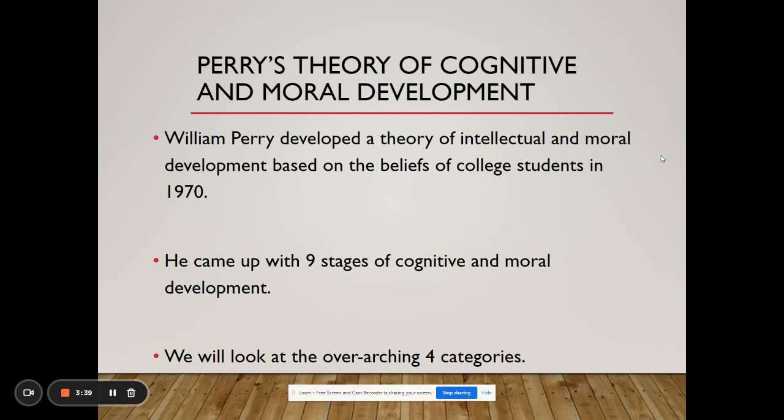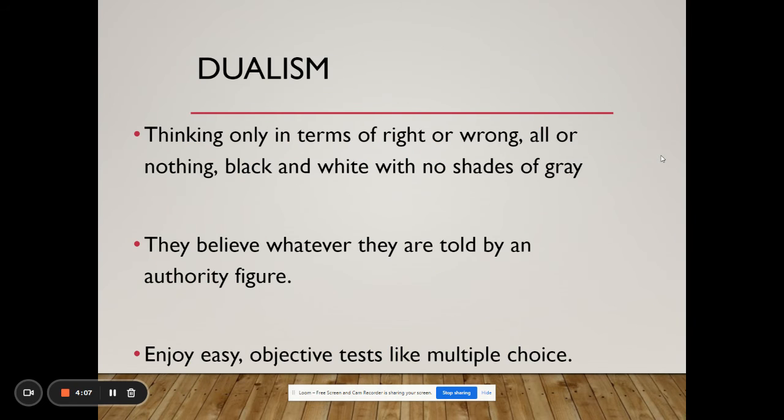William Perry created a theory of cognitive and moral development. He created this theory in 1970 because he was researching college students and he realized that their intellectual and moral development might be different than the intellectual and moral developmental standards of adults. So he came up with 9 stages and 4 overarching categories. And your book goes into those 4 overarching categories.